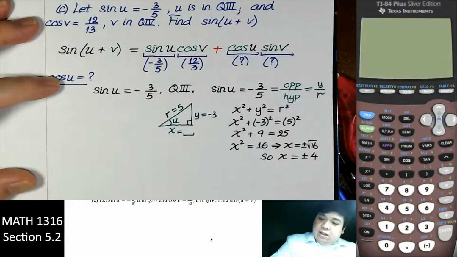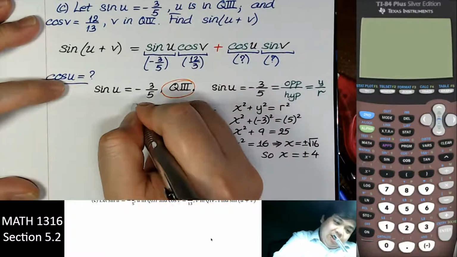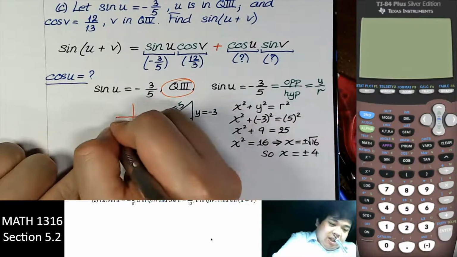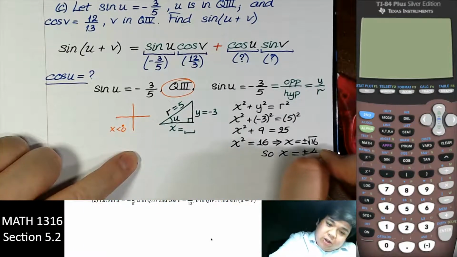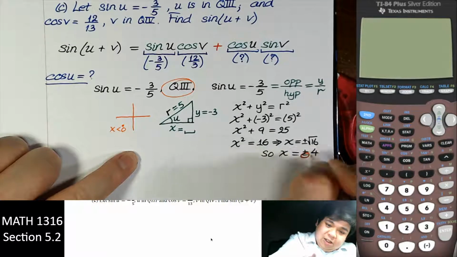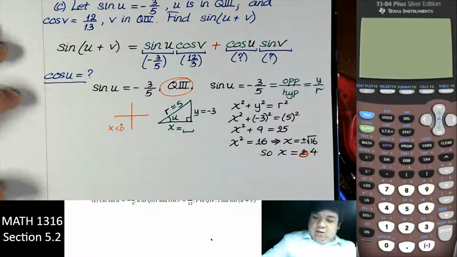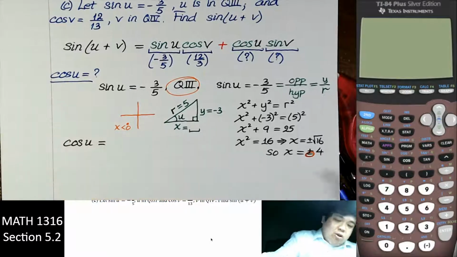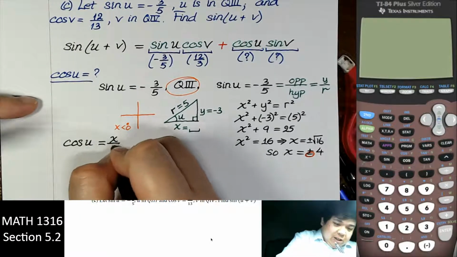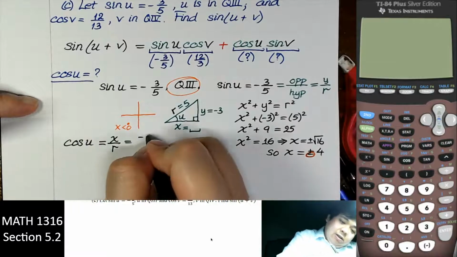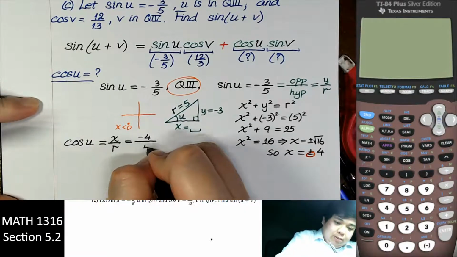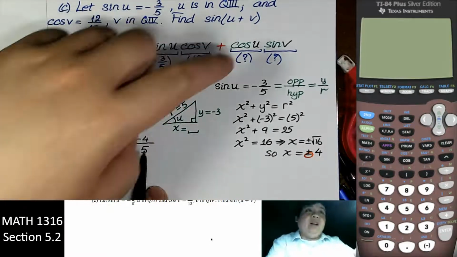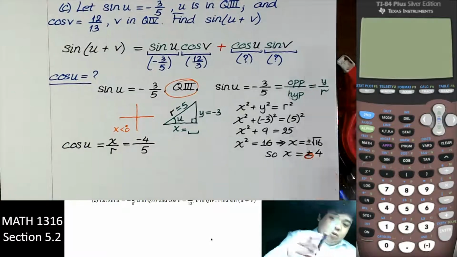Right, next, this is in quadrant 3. If it is in quadrant 3, x is negative, so we will stick with the negative sign. And finally, we go back to cosine. Cosine is x over r. So cosine of u is negative 4/5. Next, we're going to find sine of v.